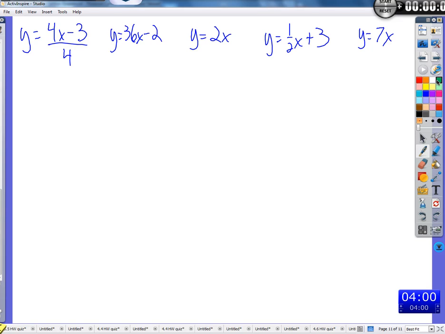Five. Five functions. Okay. Now, if I wanted to talk about one of those functions and distinguish it from another function, that's going to be kind of hard. Right? Let's take this for example.